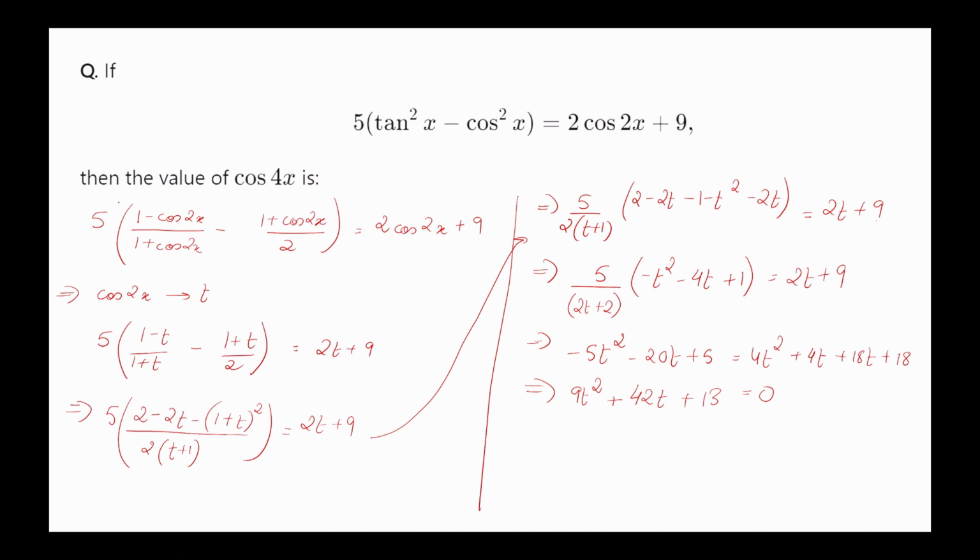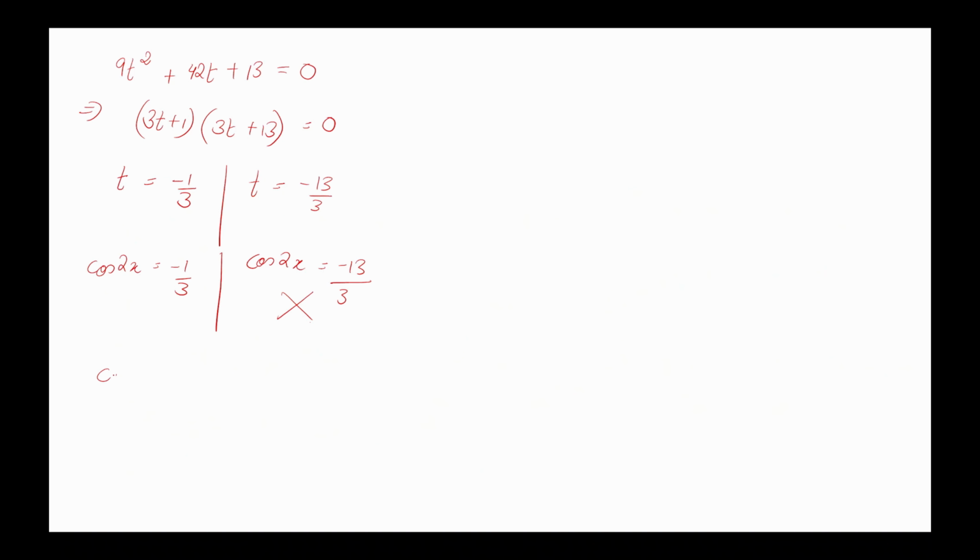Now what was asked to us in the question? We had to find out the value of cos 4x. So cos 4x, can it be written as 2 times of cos 2x whole square minus 1? So this would become 2 times of minus 1 by 3 whole square minus 1. So from here we get 2 by 9. 2 by 9 minus 1 would give us minus 7 by 9. So this becomes our answer. So this is how you could have solved this question.